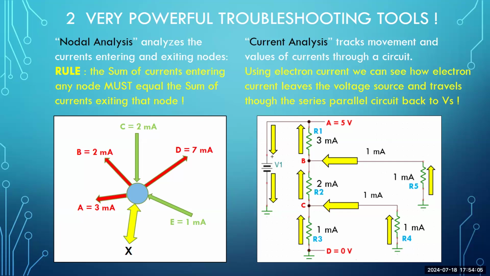If you take a look on the left-hand side, nodal analysis analyzes the currents entering and exiting the nodes. So I happen to have in the drawing a big blue node. And so the rule for nodal analysis is stated this way. The rule says that the sum of currents entering any node must equal the sum of currents exiting that node. So all the currents that come in, however we sum them up, the inbound currents must equal the sum of all the outbound currents.